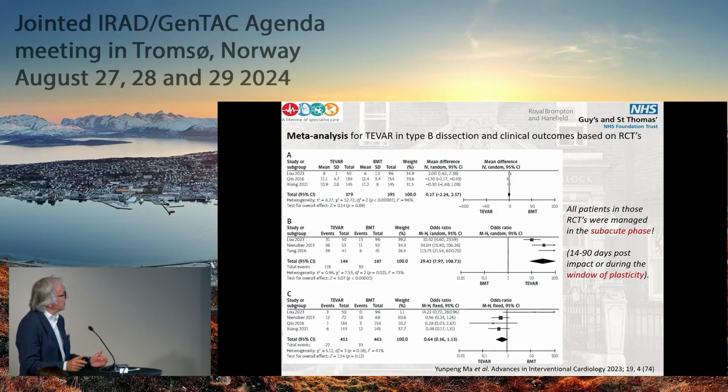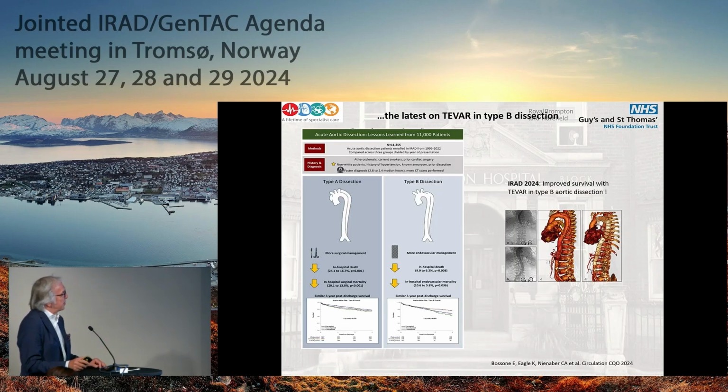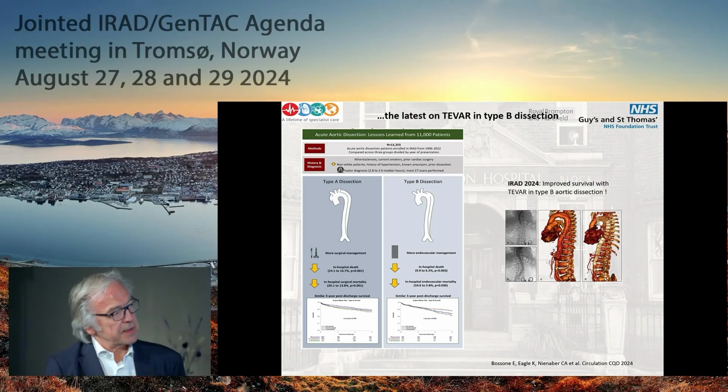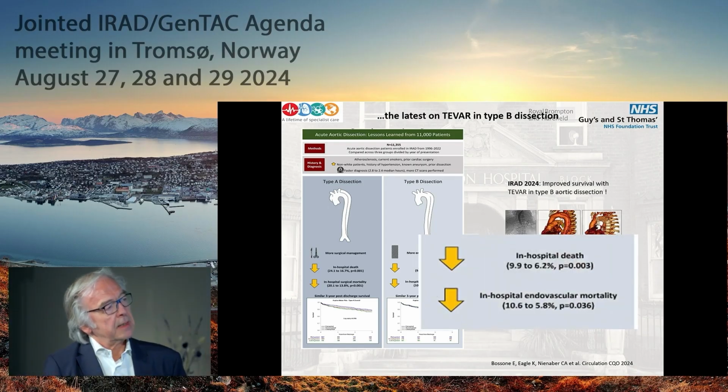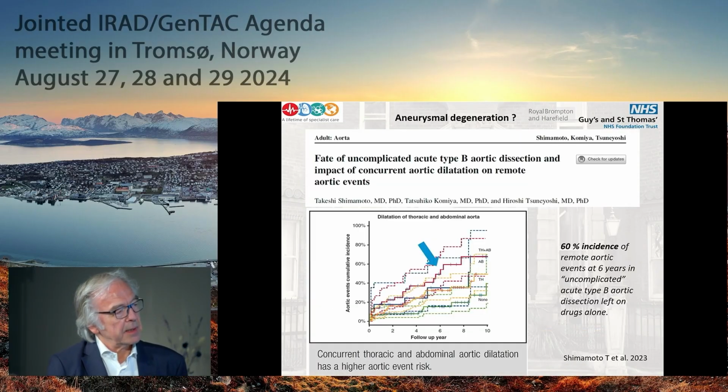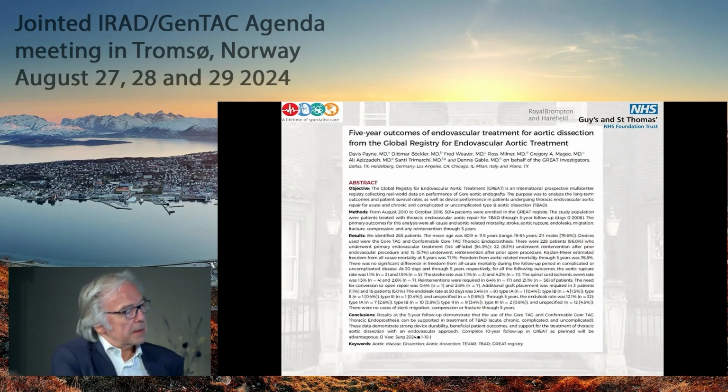Another meta-analysis highlighting the same observation that between 2 weeks and 90 days post-impact is the window of plasticity and should be used for inducing remodeling with a lower risk of proximal complication. Even IRAD had observational evidence to show that endovascular treatment can reduce the in-hospital death as well as the in-hospital deaths from endovascular treatment in type B dissection. This is an upcoming set of data. Let me just conclude.